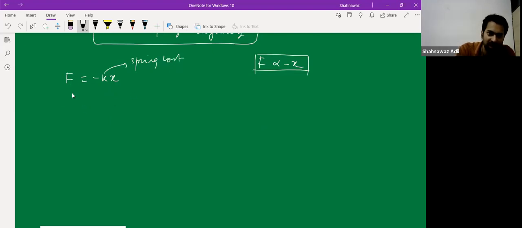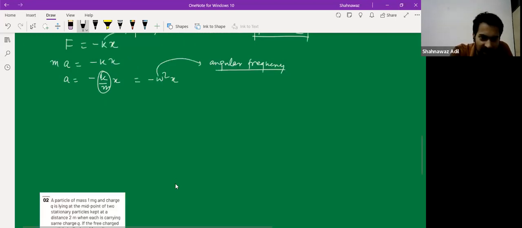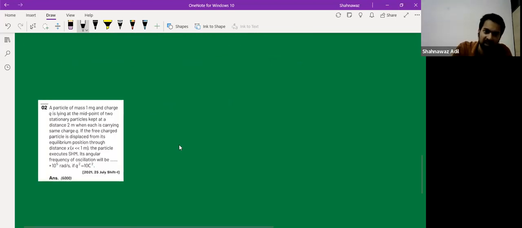Right, so your acceleration is how much? This is minus k by m x, and k by m is omega squared, so this is minus omega squared x, where omega is the angular frequency, right? Right, guys, so you know this much? Okay, so in this question, firstly, the charges were in the equilibrium, right?